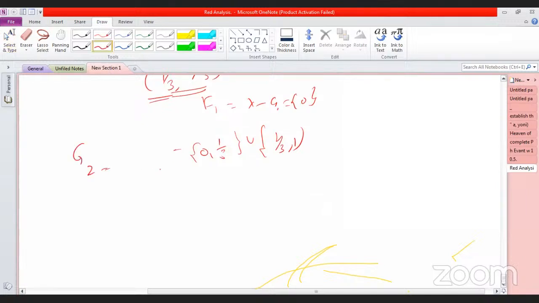G2 is equal to what do we have to write? How is it (1/9, 2/9) and union (7/9, 8/9)? How did it come?